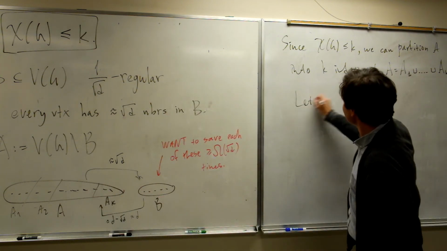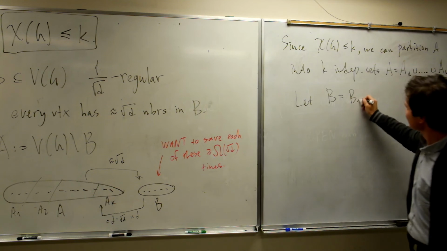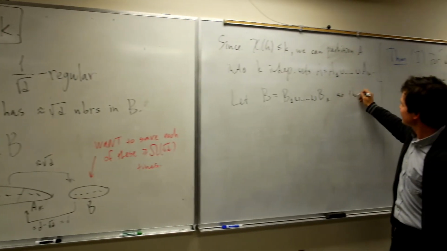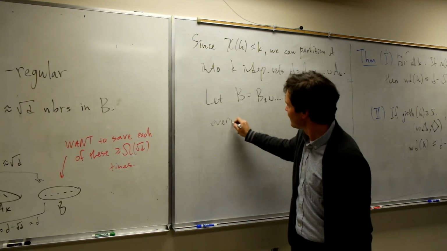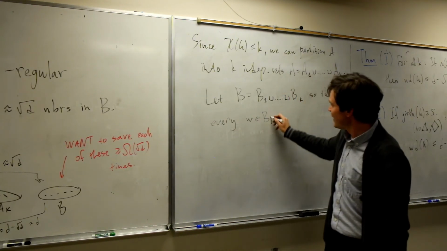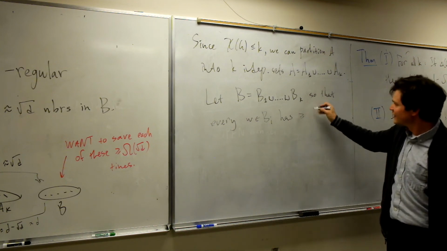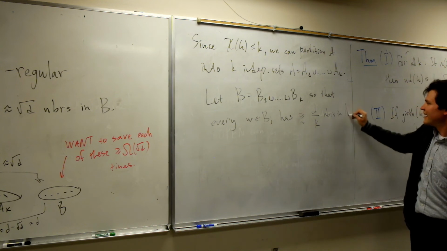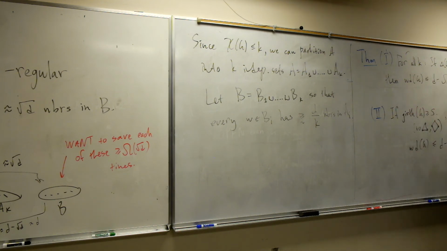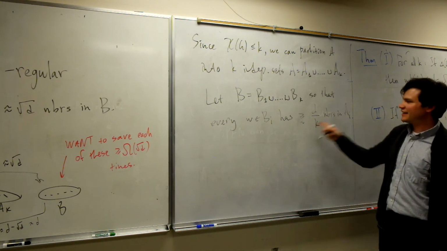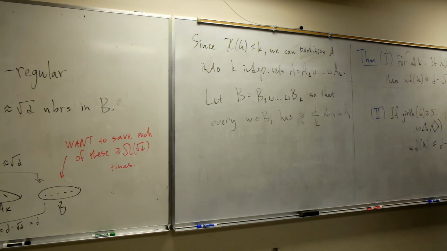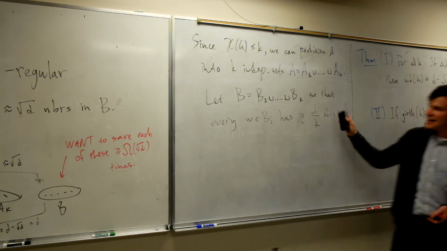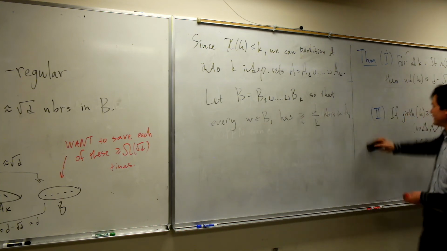So let's partition B accordingly. B is partitioned into the sets B1 through BK, so that every vertex W in BI has at least roughly D over K neighbors in AI. So for every vertex there is at least one AI that works. We put it in the corresponding BI. And now I'm going to use the vertices in AI to save the vertices in BI. That's my plan.